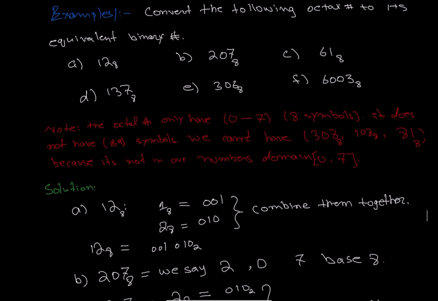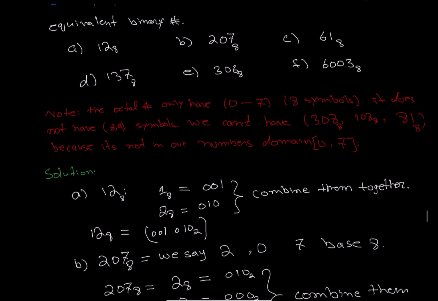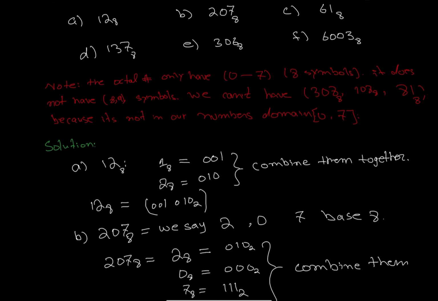Let's see what we did here. We convert each digit to its binary representation. 12 base 8 is equal to what? You write 1 base 8 is equal to 001 in binary, and then 2 base 8 is 010 as a binary number. Then you combine them together and you get this whole number. 12 base 8 is equal to 1010 as a binary representation, which should be our 10 in decimal.